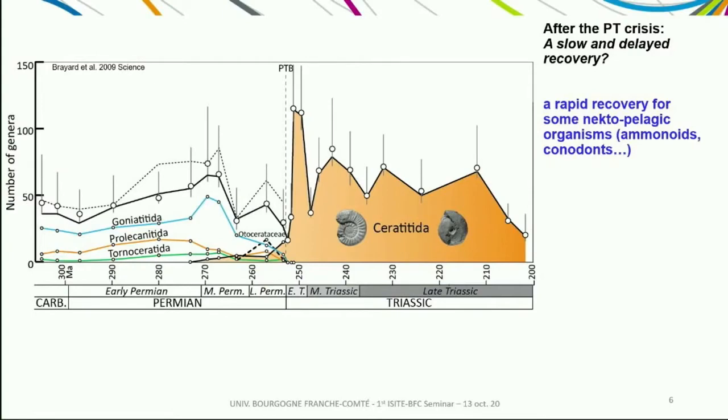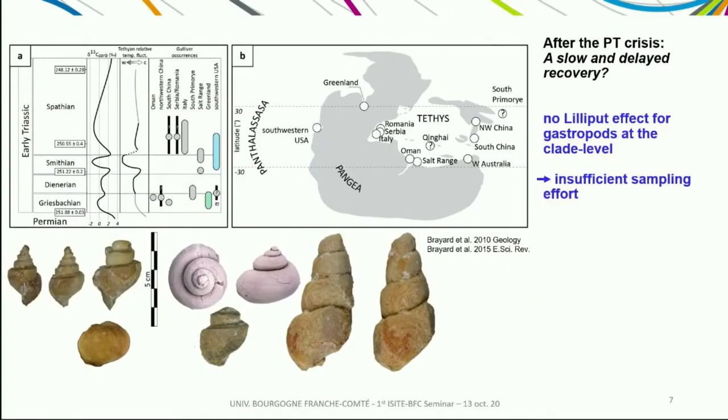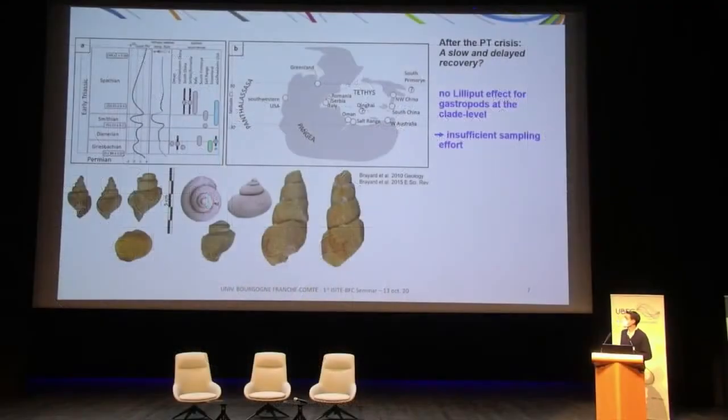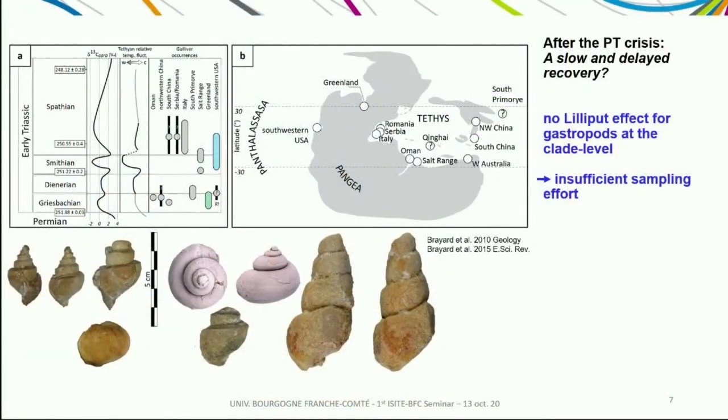So the idea of a slow and delayed recovery for all Early Triassic organisms is highly dubious. The second example: thanks to exhaustive field studies, especially in the US, and the help of many colleagues, we documented several new specimens of large-sized gastropods up to 10 centimeters, exceeding the commonly assumed size limit for this group of about 1-2 centimeters. And we also show that these large-sized gastropods occurred rapidly after the Permian-Triassic boundary at a large spatiotemporal extent and are included in different families.